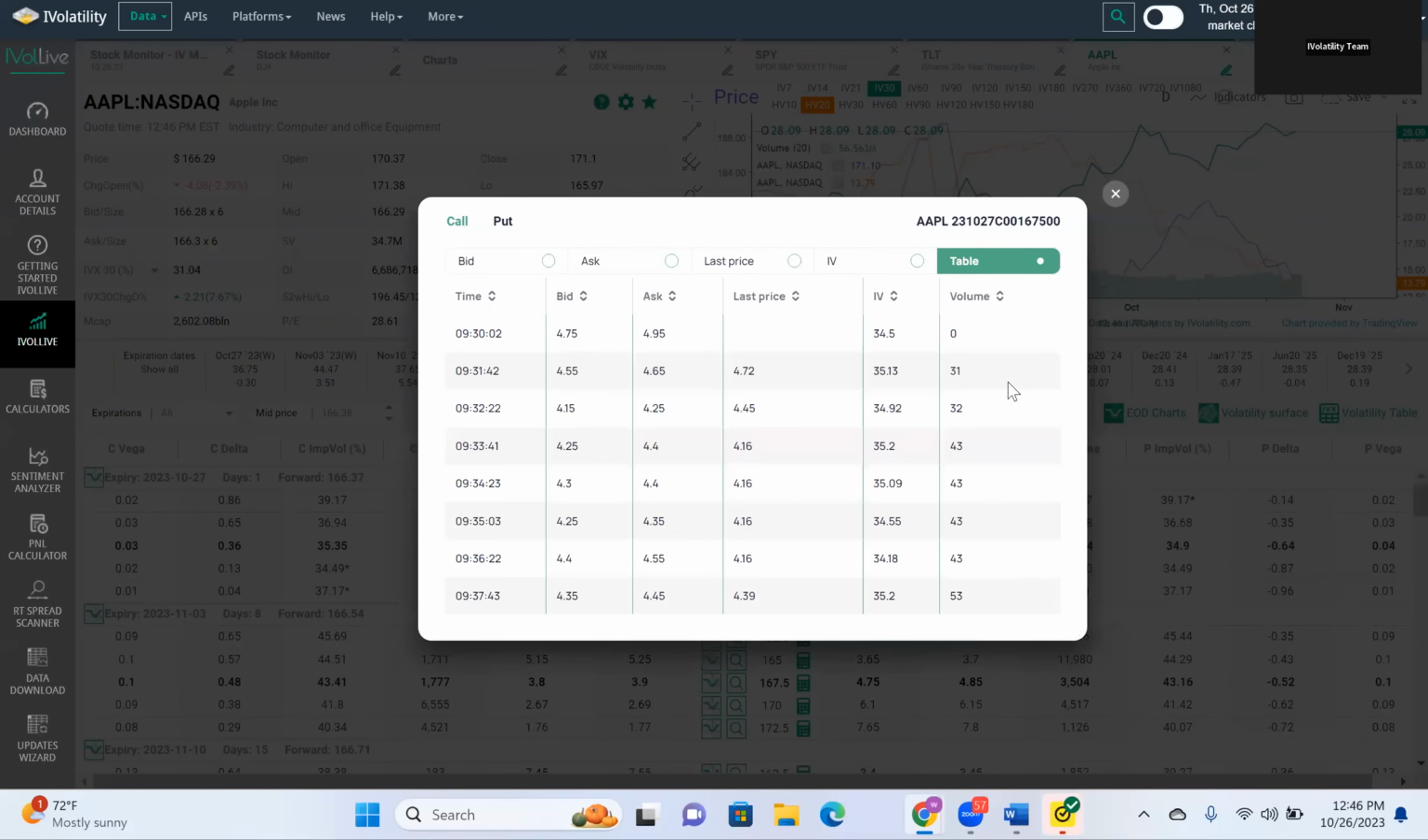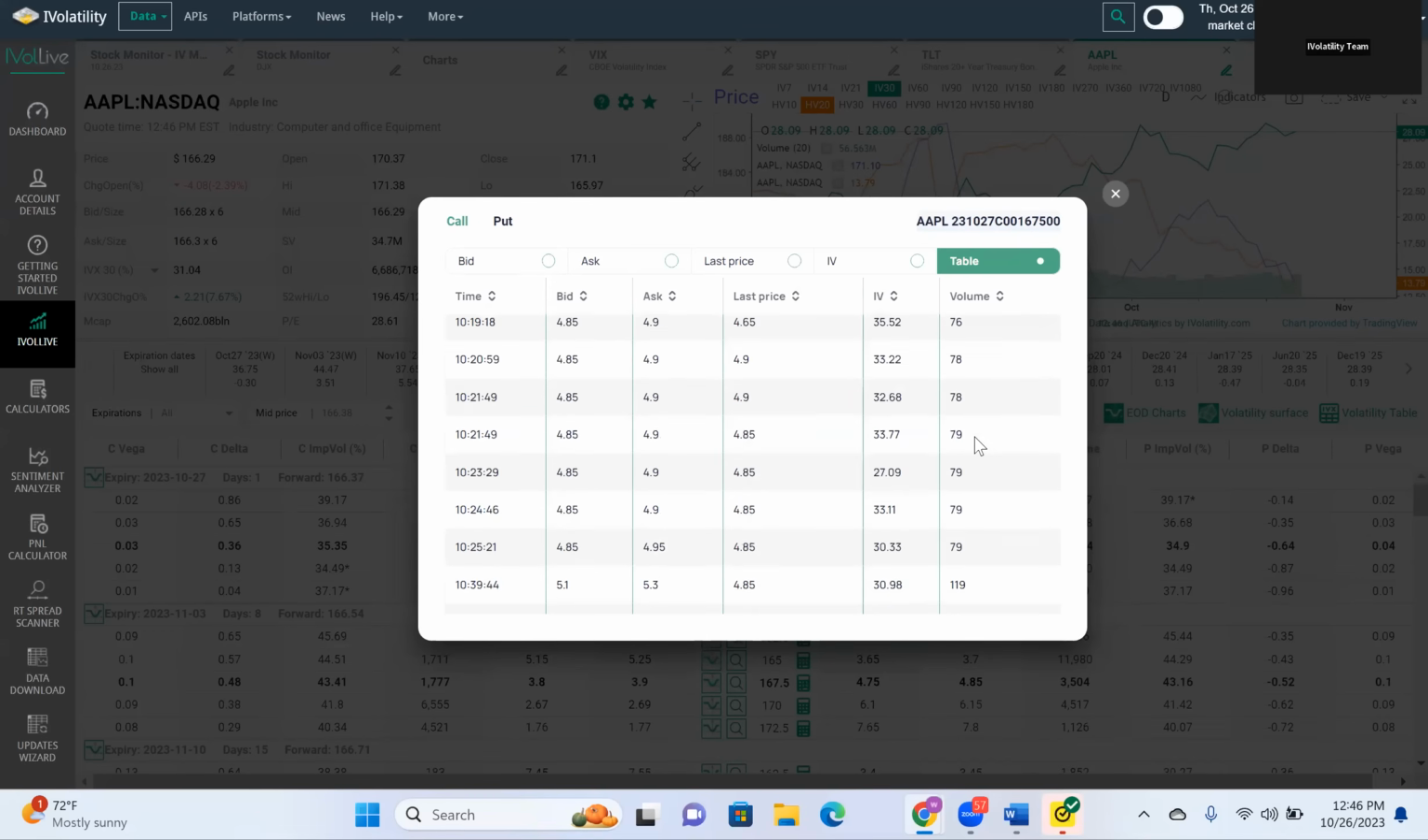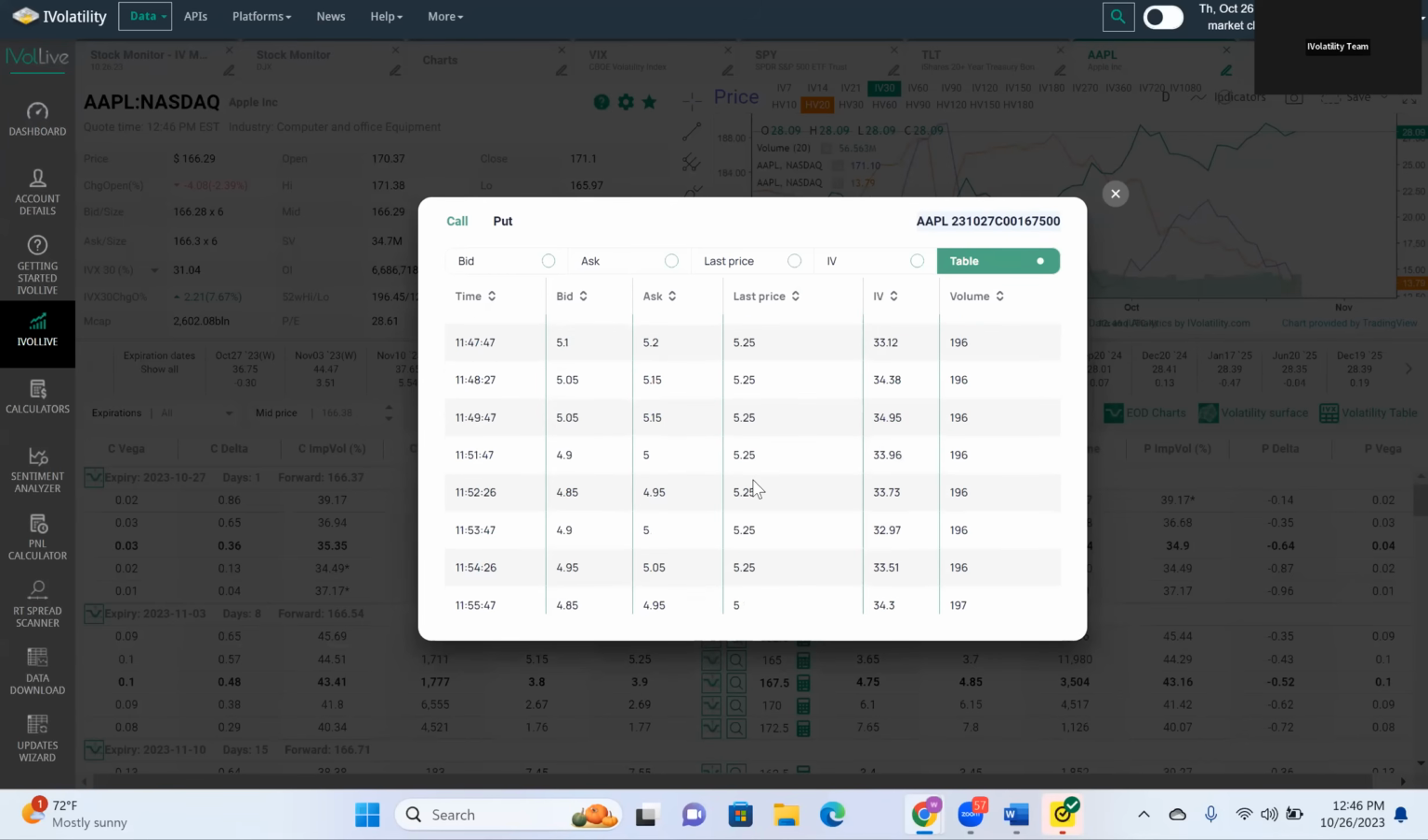And then the table, this is really cool because it shows you the bid and the ask for this specific strike. And it shows you the implied volatility level, and it shows you where volume happened in the market. So if you're tracking a stock or a ticker, this is really interesting information to see where actual money is trading hands. So super useful.